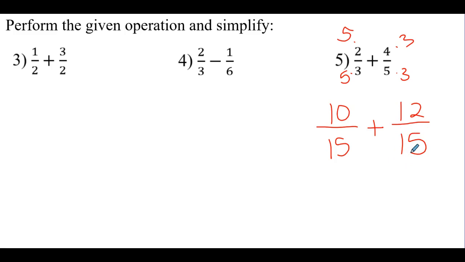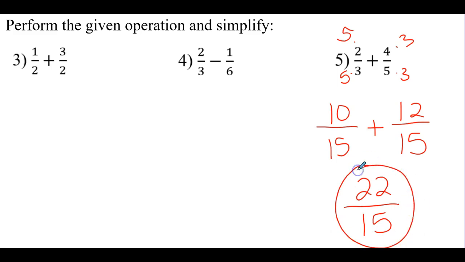So we get 12/15 there. Add those together, we get 22/15. Do those numbers divide by the same number? No. So we're going to keep them as improper fractions. So that would be your answer there if it doesn't simplify.